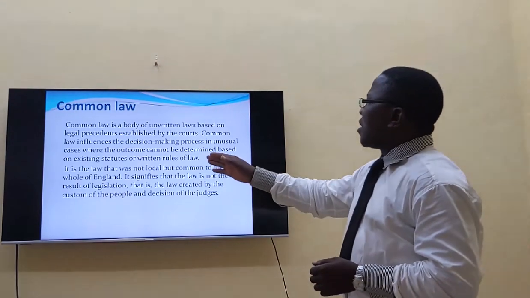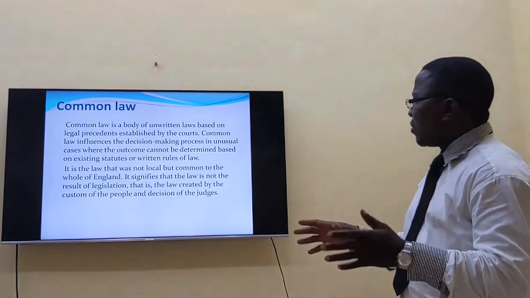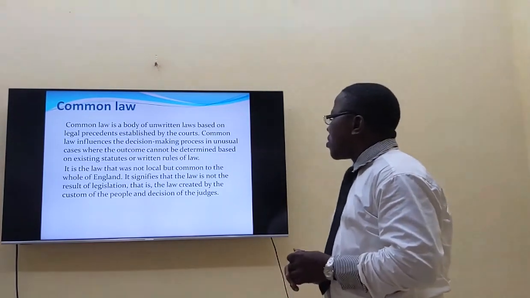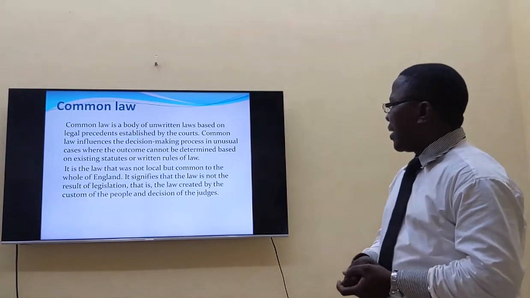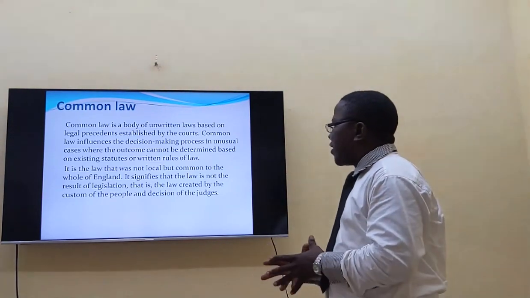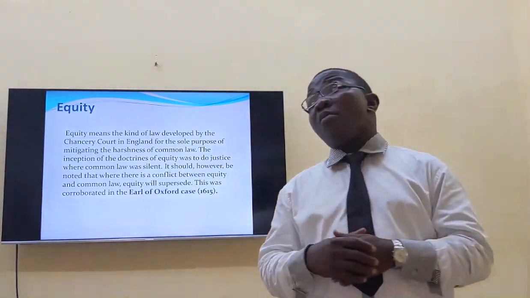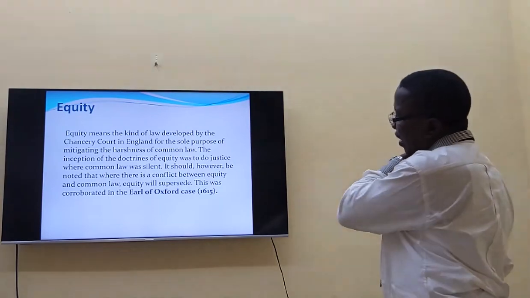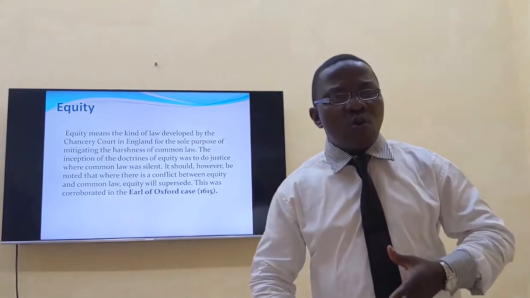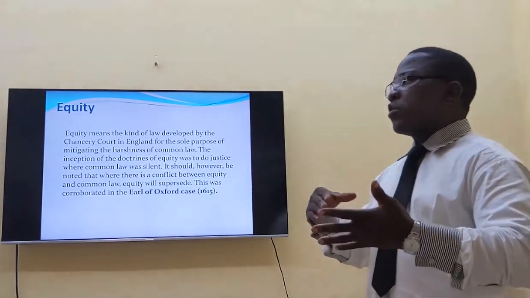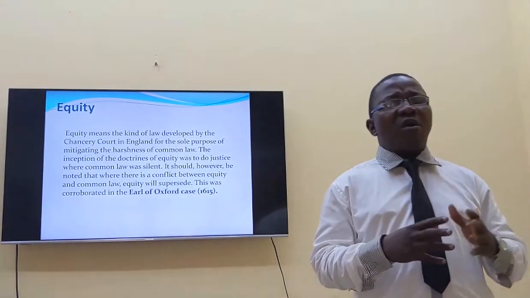So it is the law that was not local but common to the whole of England. It signifies that the law is not a result of legislation. That is, the law created by custom of the people and decisions of the judges. That's the common law. Equity. Like I said before, equity came into place to bridge the deficiencies in common law.